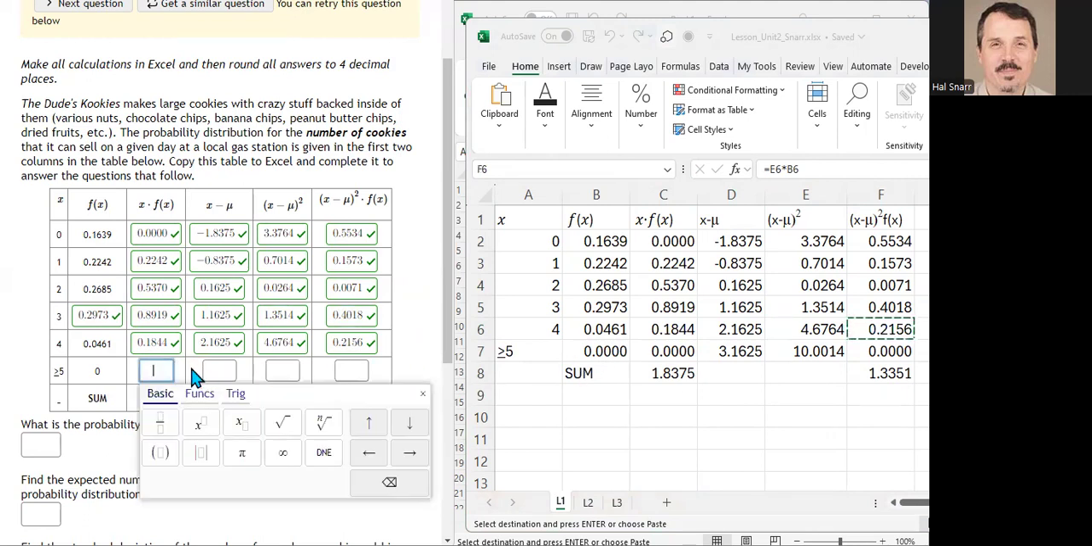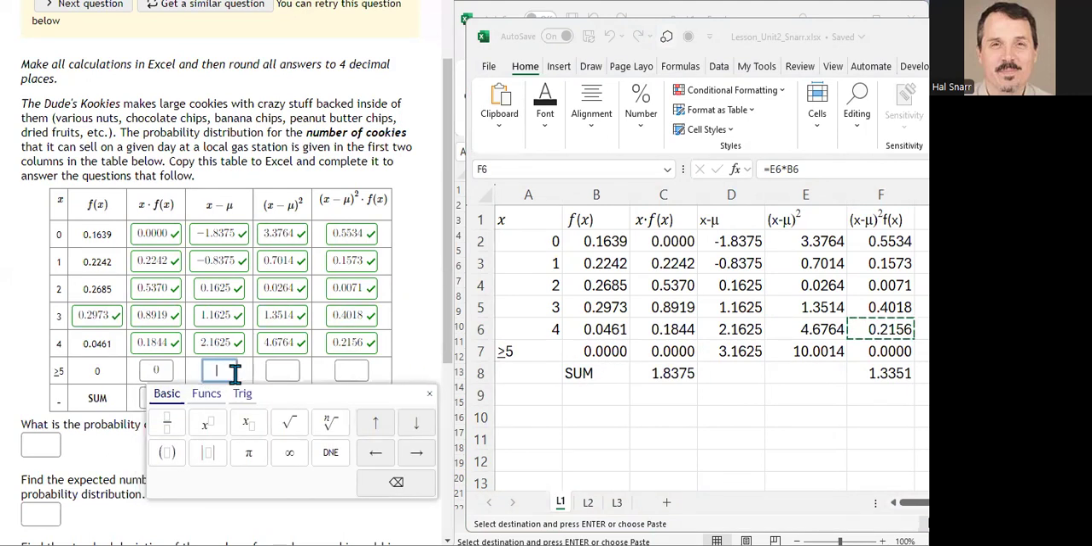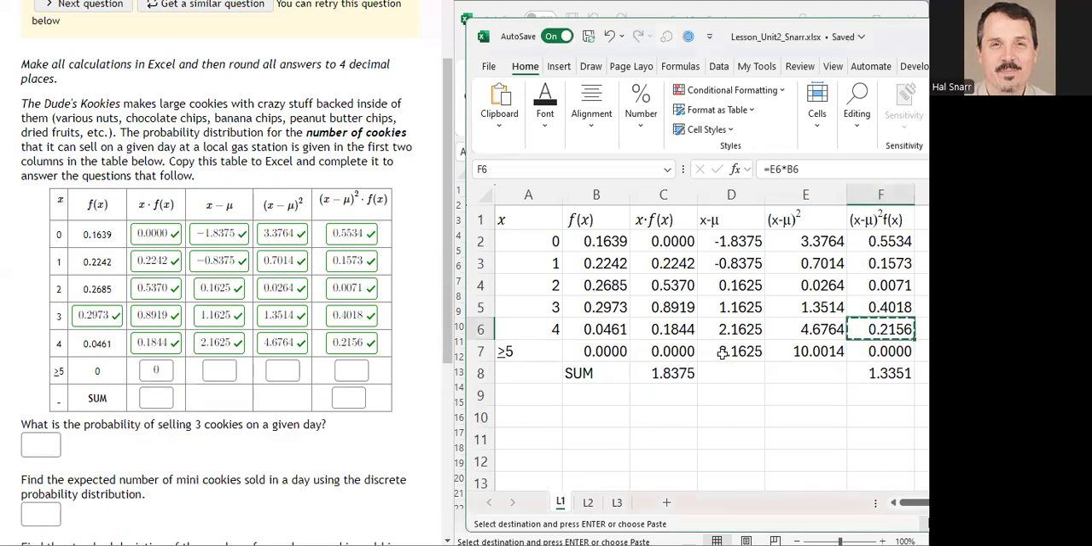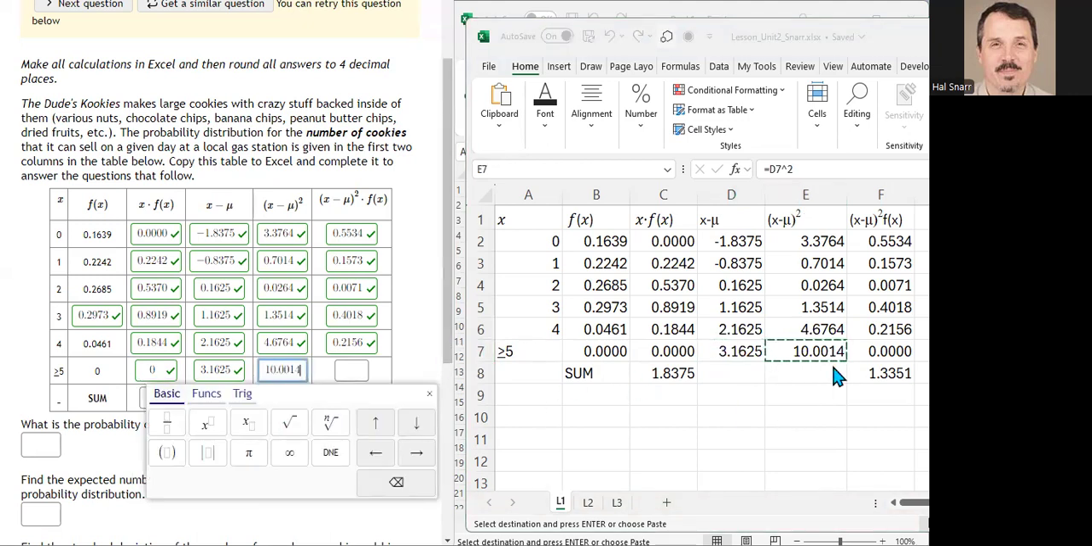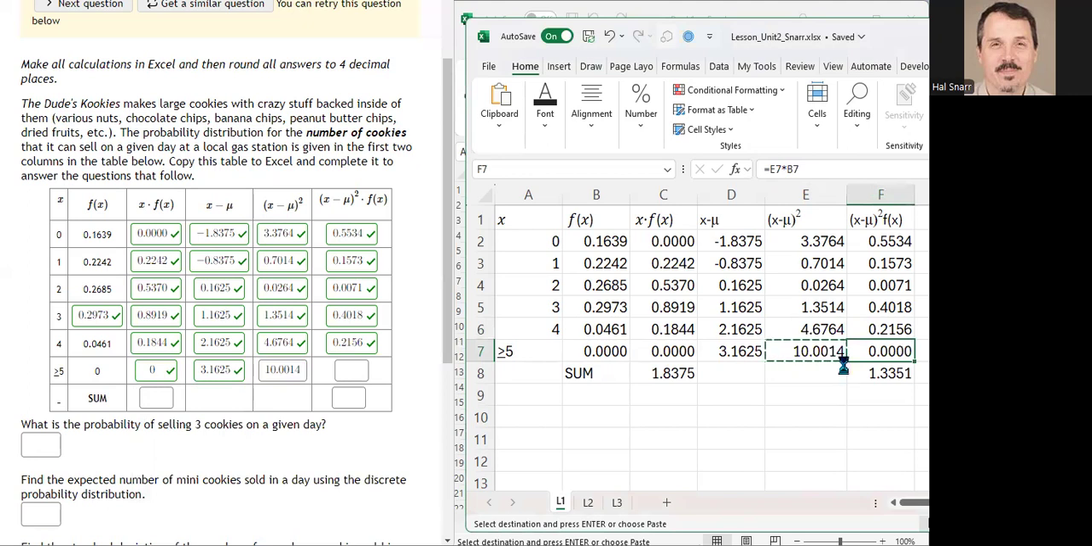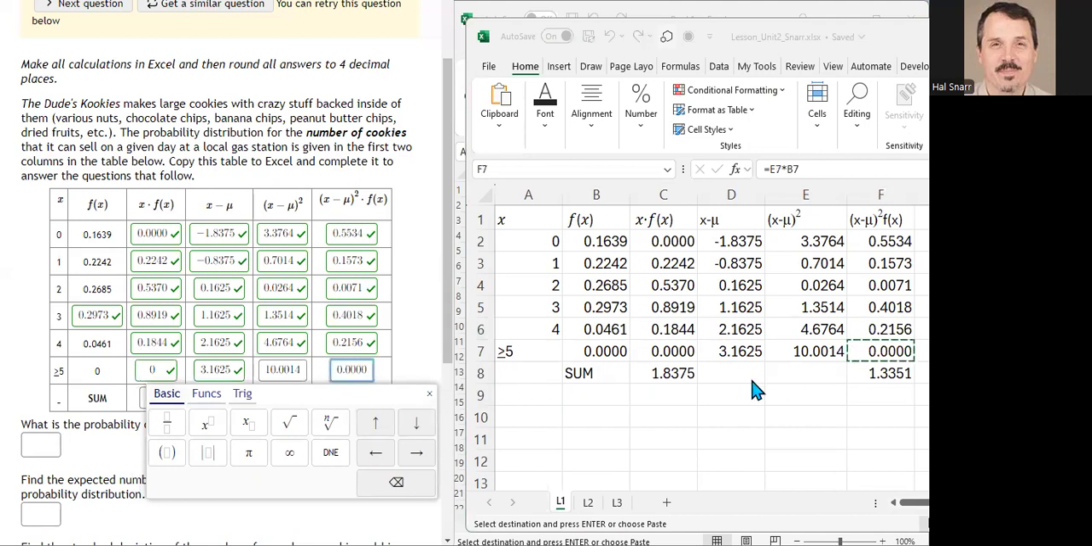Now, this is 0 because 0 times anything is 0. And the deviation of 5 from its mean is 3.1625. The square deviation is 10.0014. And the probability is 0, and 0 times anything is 0. 0 times that is 0, right?